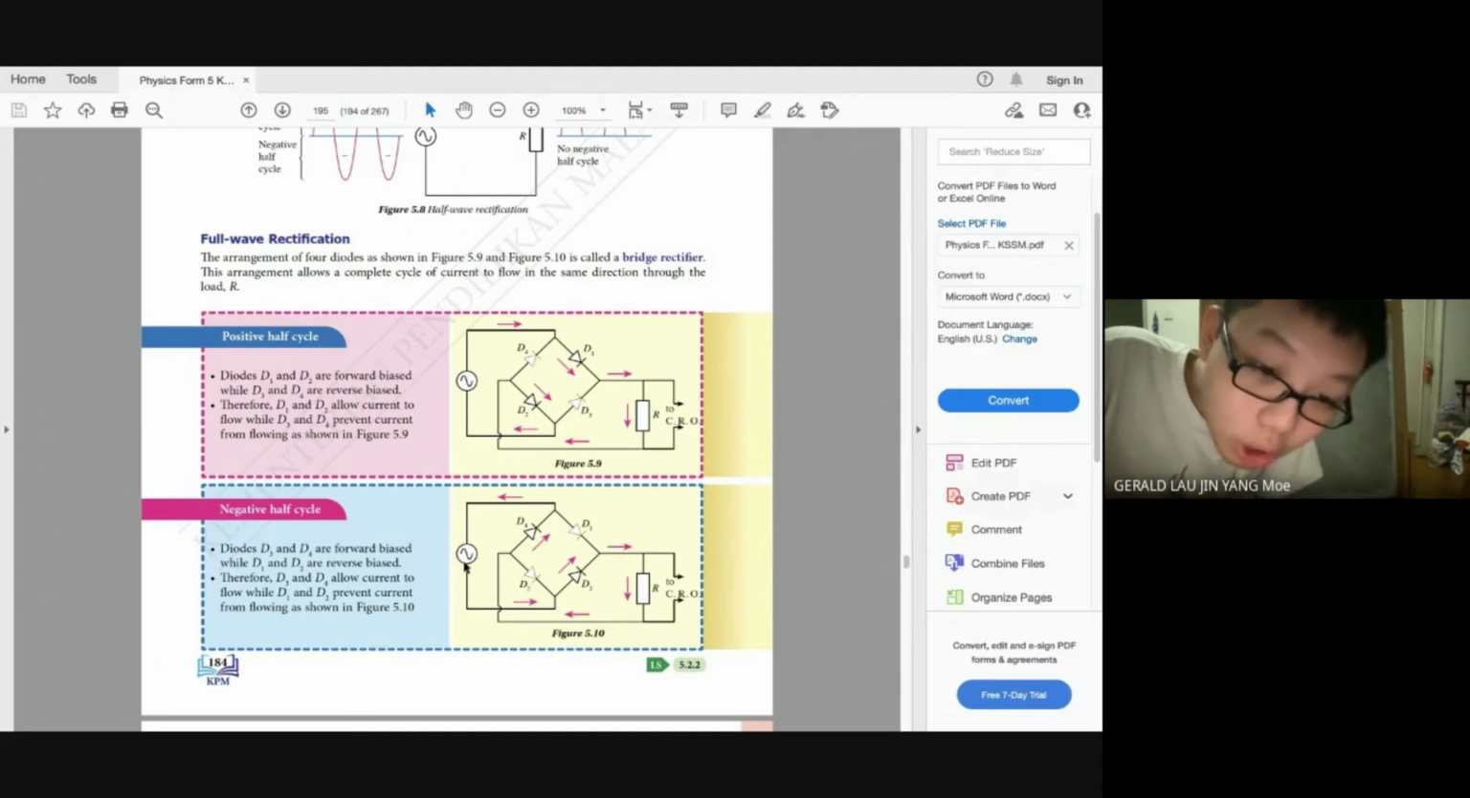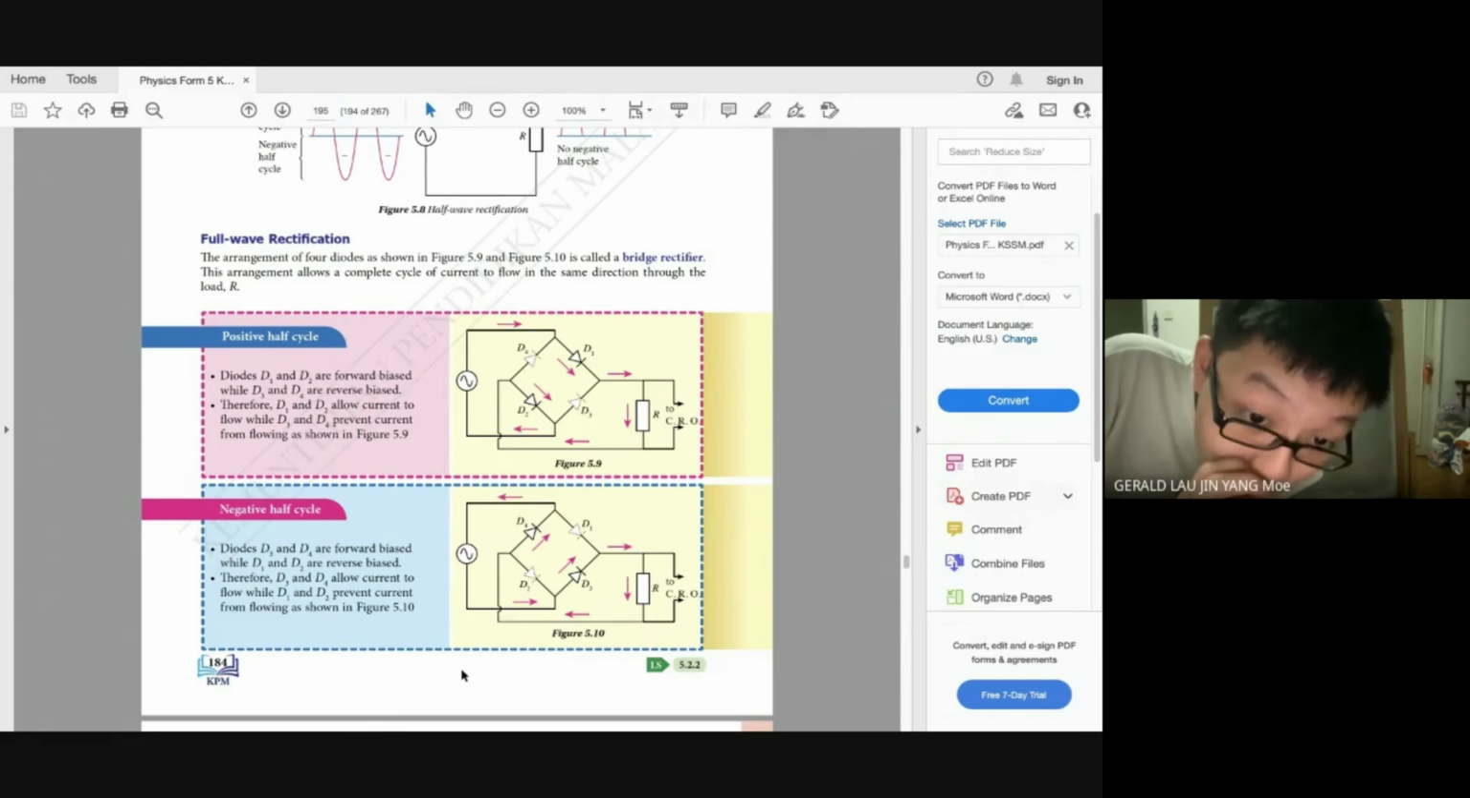Okay, negative, how? Opposite direction. Follow the cursor. Like this, like this, like this. Okay, go past D3 like that. Through the resistor. Okay, straight like that. Okay, go past D4. Come back here. Like that. Okay, so for negative, you will use D3 and D4.